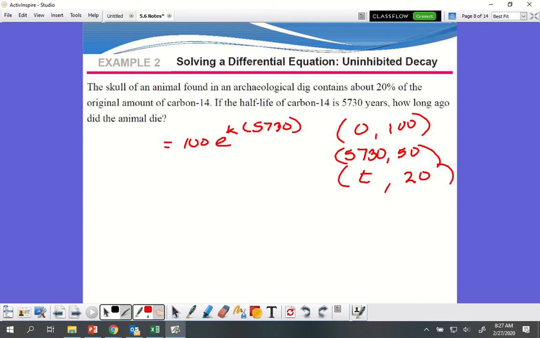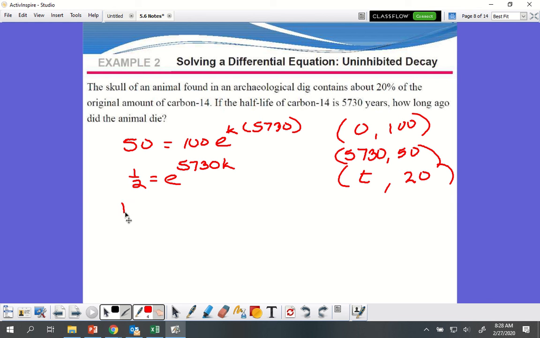Okay, and that has to equal what? 50, right? So whatever is left. Okay, so let's go ahead and do the math on this now. Divide by 100, I get 1/2 equals e to the 5,730k. ln both sides.